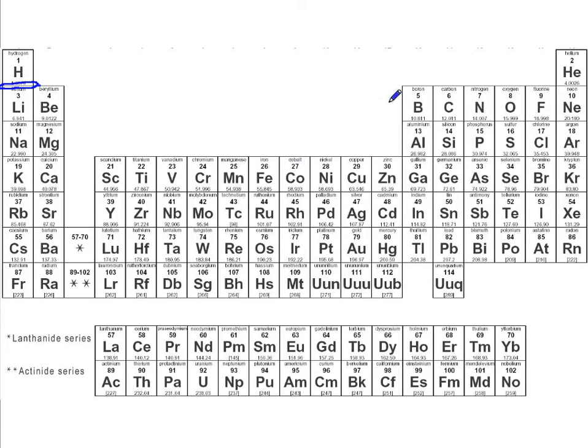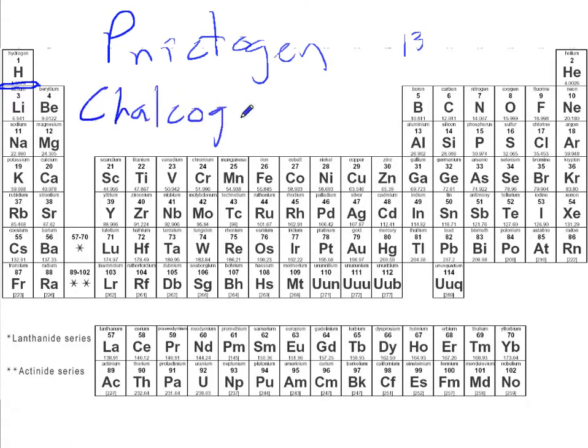Group 13, that starts right here at boron. It's got an incredibly boring name. It's called the boron family. 14 is the carbon family. The one that starts with nitrogen, group 15, it's called the pnictogen, spelled Pnictogen. So not nitrogen family, but the pnictogen family. Group 16 starts with oxygen. That's the chalcogen family. Chalcogen. Group 17 starts with fluorine. That's called the halogen family. And group 18 is the noble gases.